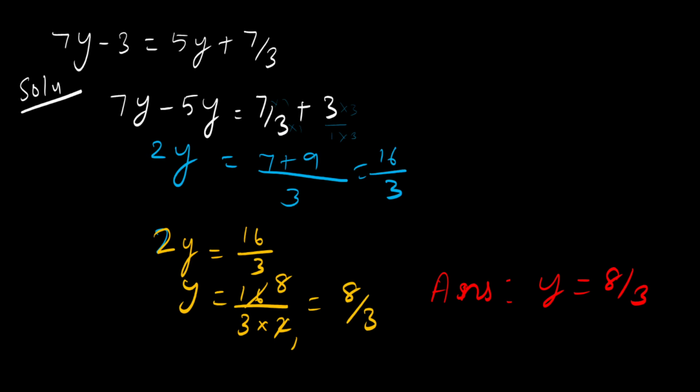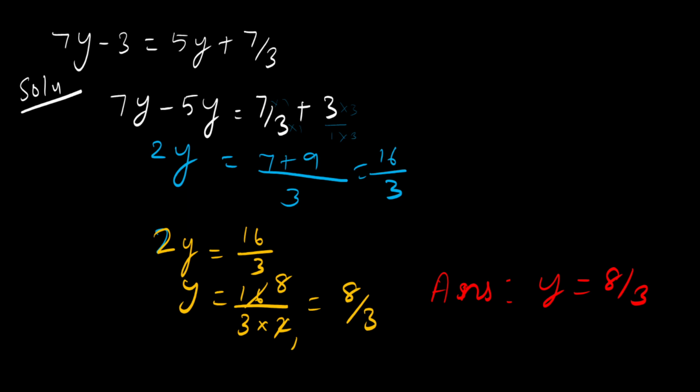We'll see another example. 7y minus 3 is equal to 5y plus 7 by 3. Okay. So now I am bringing all my variables to one side. 7y minus 5y is 2y. Okay. 7 by 3 plus 3. Solve that one. You will get 16 by 3. Okay. Now 2y is equal to 16 by 3.